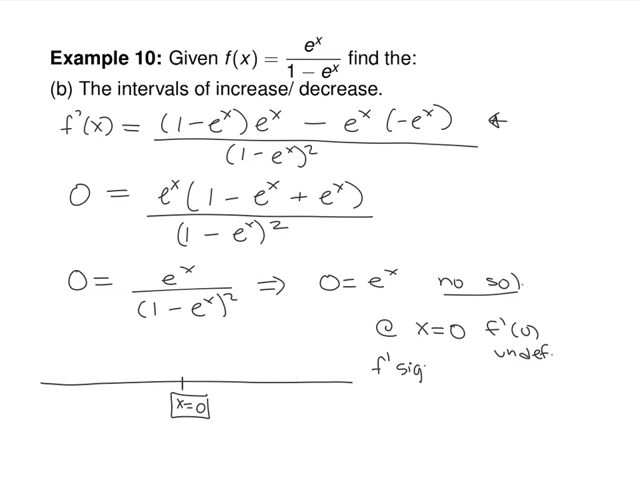So f prime's sign. I do believe, though, that this is both positive and then positive. Does that make sense? e to anything is positive, right? And the denominator is positive because you've got something squared, right? So your function f is increasing from negative infinity to 0, union 0 to infinity. You can't include 0 because at 0 this function is not defined.